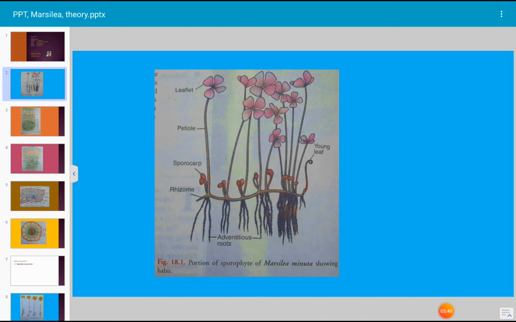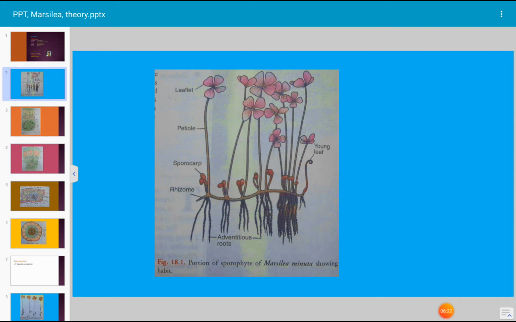Let us see the sporocarp. Sporocarps are borne on a short peduncle near the base of the petiole. The sporocarp is the spore producing structure. In the majority of cases, the peduncle or stalk of the sporocarp is unbranched and bears a single sporocarp at its apex. But in some species, like Marsilea quadrifolia, the stalk is dichotomously branched, bearing 2 or 5 sporocarps. In Marsilea polycarpa, a single dichotomously branched peduncle bears about 6 to 26 sporocarps.